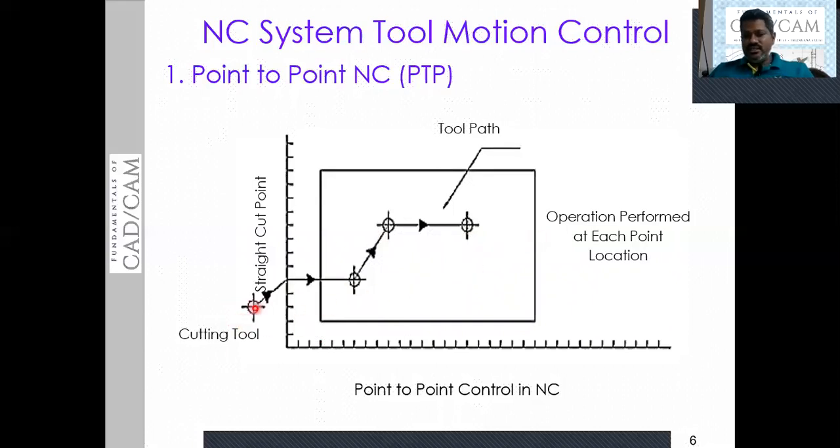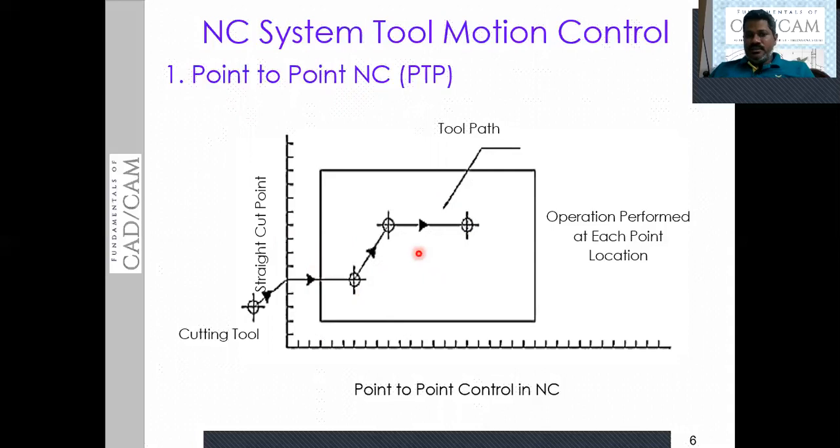As you can see in this figure, initially from point 1 to point 2, you have an inclined path, and then you have a horizontal path, then an inclined path, then a horizontal path. That means in the case of point-to-point tool motion control, the tool path is a straight line, but it may not be horizontal or vertical; it may be inclined. That is how, in the case of point-to-point, the tool is going to move.